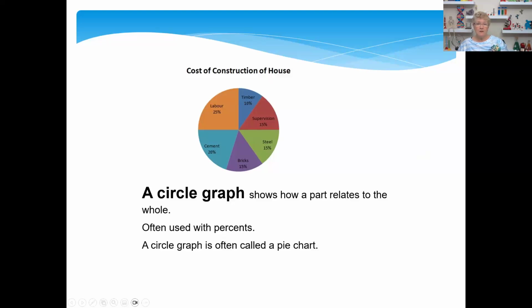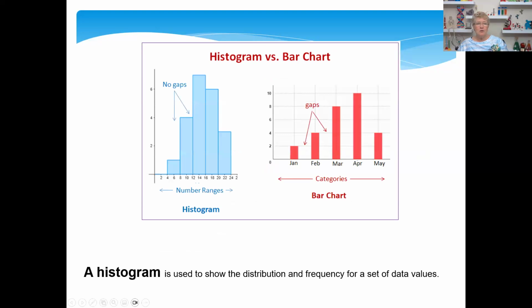This is a useful way to do it. Another one that you can use to show the frequency for a set of data is called a histogram. So it compares data ranges. It does have bars, but notice how the bars in the bar chart are separated from one another. The ones in the histogram are not. They're right up against one another. So the bars touch, there's no space between them.